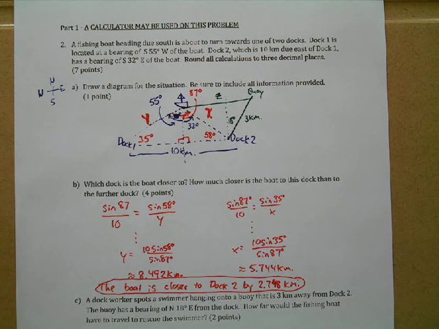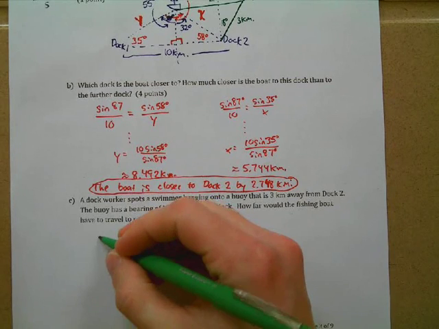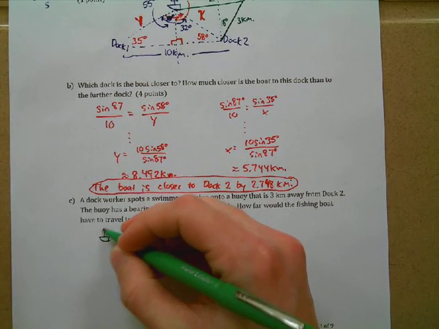So it might be helpful here. I'm going to maybe redraw this, just because there's so much going on in this other picture we've got here. So you've got the boat again. We know its distance to dock 2 is 5.744. And we know the dock to the buoy is 3 kilometers.